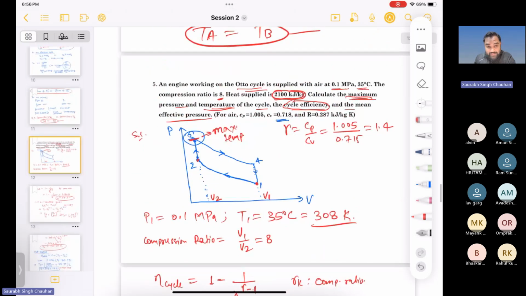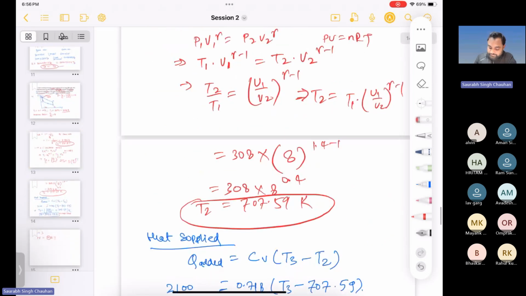Please don't get confused. This is the Otto cycle and this is an ideal cycle, and we are assuming that mass is constant and mass composition is also constant. But in real cycles, there is intake and exhaust. So this is not the actual case, this is the ideal case, and here the mass is constant and composition is also constant. Cp is constant, Cv is constant, gamma is constant, R is constant. So all these things are constant.